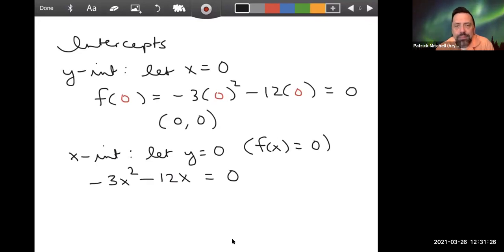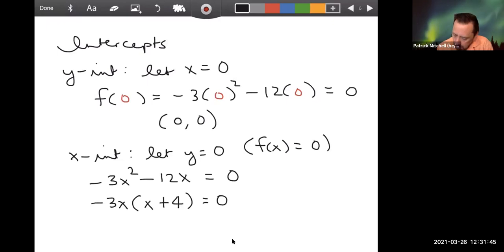So we're going to take our -3x squared minus 12x equals 0, and we're going to solve that. That is a quadratic equation, and I think we can solve it by factoring. If I factor out -3x, that leaves me with x plus 4. And if -3x times (x plus 4) is 0, the only way that could happen is if -3x is 0 or x plus 4 is 0.